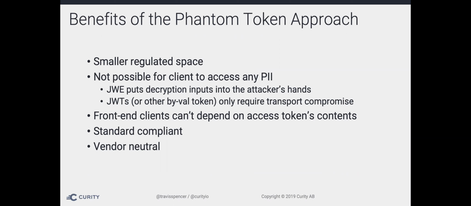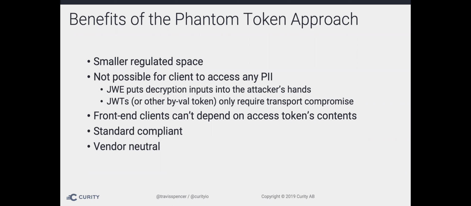Also, the front end client then doesn't take any dependency on the data inside of that token, because there is none. It's just a GUID. This technique is standard compliant and vendor neutral. Very easy to implement in the gateway because it's just HTTP requests. The alternative would be to use JSON Web Encryption and to actually issue an encrypted JWT and then to decrypt it inside of the API.